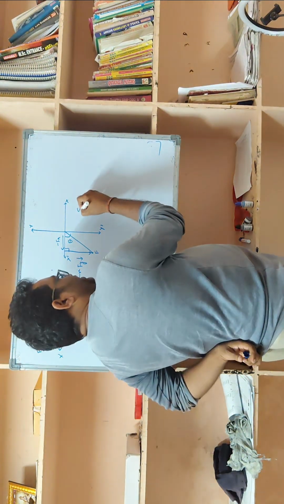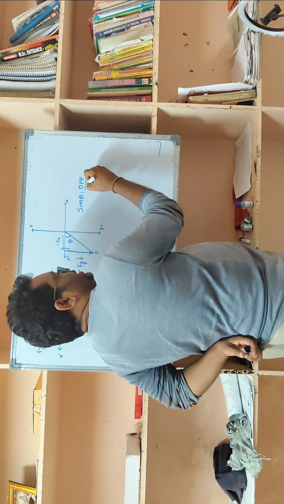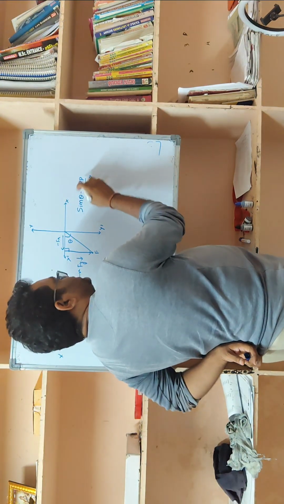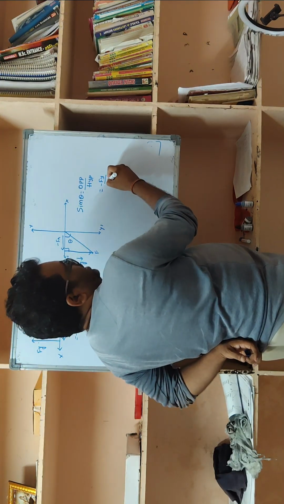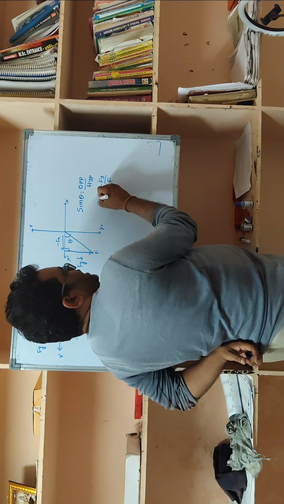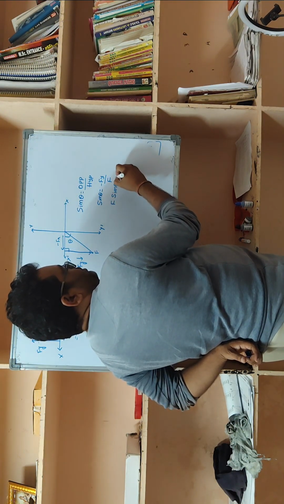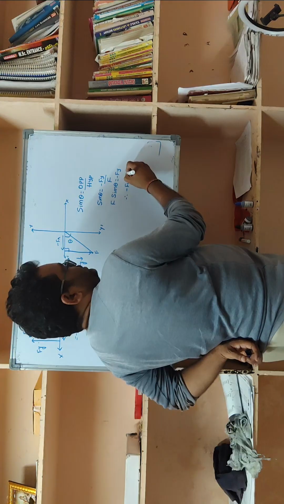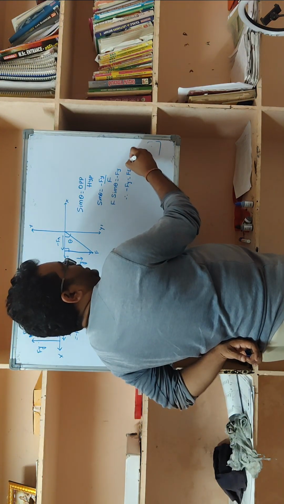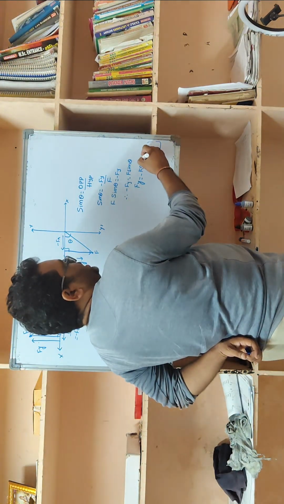Here sin theta is equal to opposite by hypotenuse, and the opposite force is minus Fy, and the hypotenuse is F. That means F sin theta is equal to minus Fy. Therefore we can write Fy is equal to minus F sin theta.